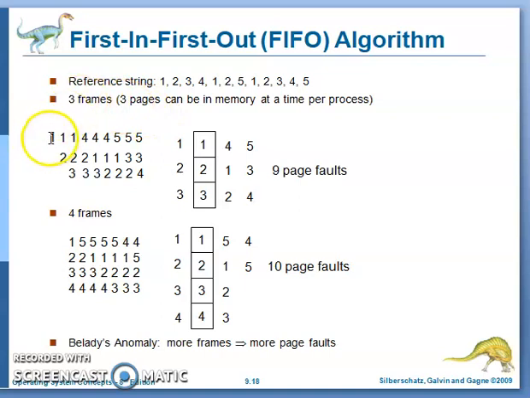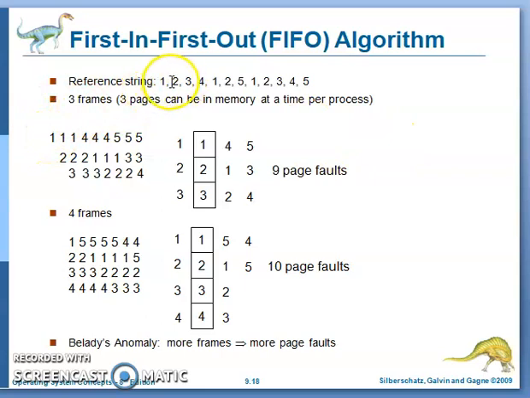So first, all 3 frames are empty. We require page 1, so bring page 1 into the first frame. So a page fault occurs. Initially all 3 frames are empty, and no page is in the physical memory. Whenever you see the first page, page number 1, it is not available in the 3 frames. So first you bring page 1 from the secondary memory to frame 1.